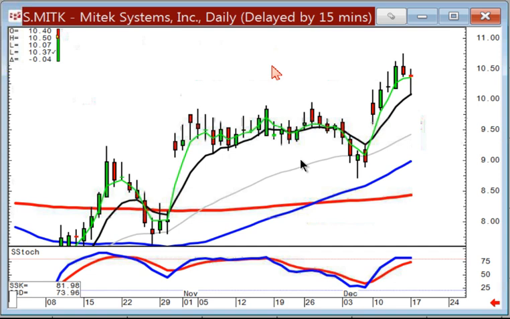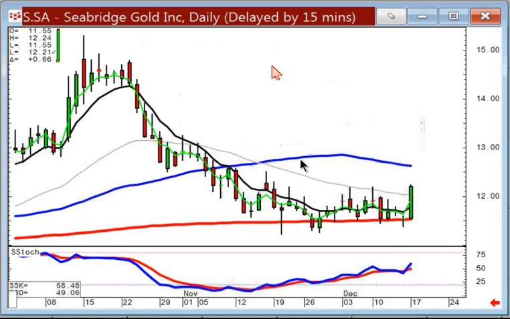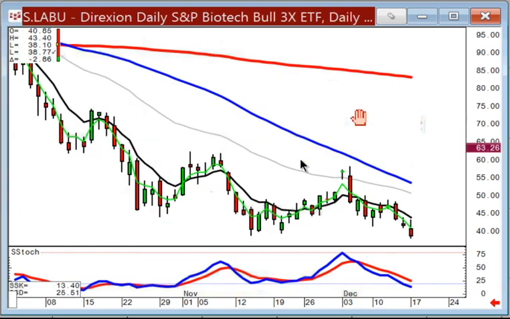Let's see, I'm going to run through the biggies here again real quick. Nugget, acting well, which has made the gold stocks acting well. Labu was trying to hold on today.